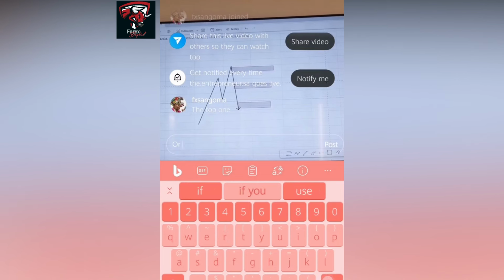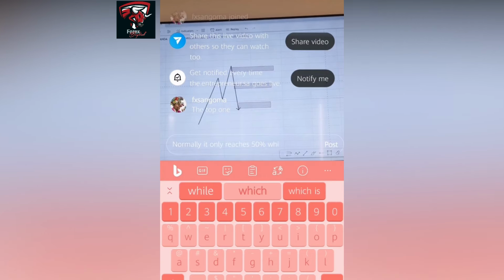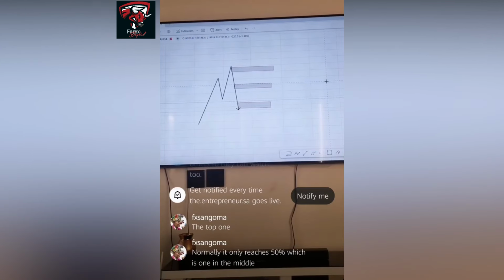Correct, top. Why? Now, my thing is, why the top? No, not the middle one, the top. The top is correct. Why the top? One, yes. One, it's in premium. We all know that they like to sell off in premium. So the move would take off from premium. But what's the other reason?